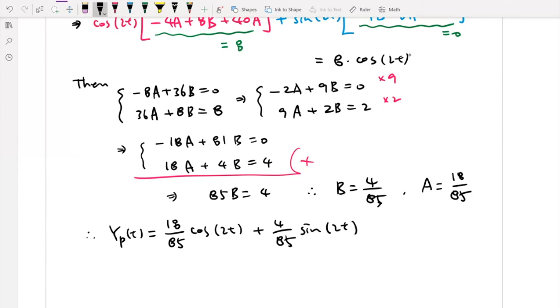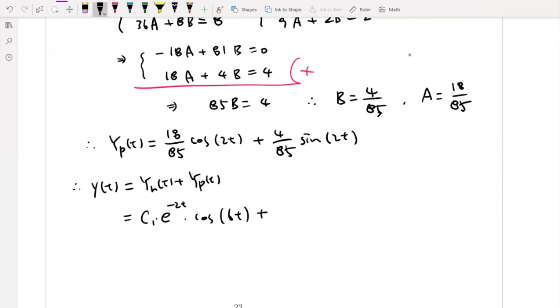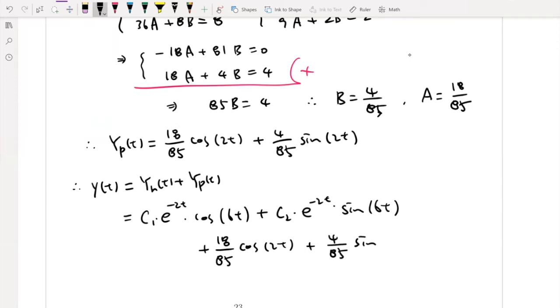There we go. So now I can write the general solution, okay? yt, which must be yh t plus yp t, is equal to c1 e to the minus 2t times cosine 6t plus c2 e to the minus 2t times sine 6t, and particular solution part, which is plus 18 over 85 cosine 2t plus 4 over 85 sine 2t. Okay, this is general solution part.